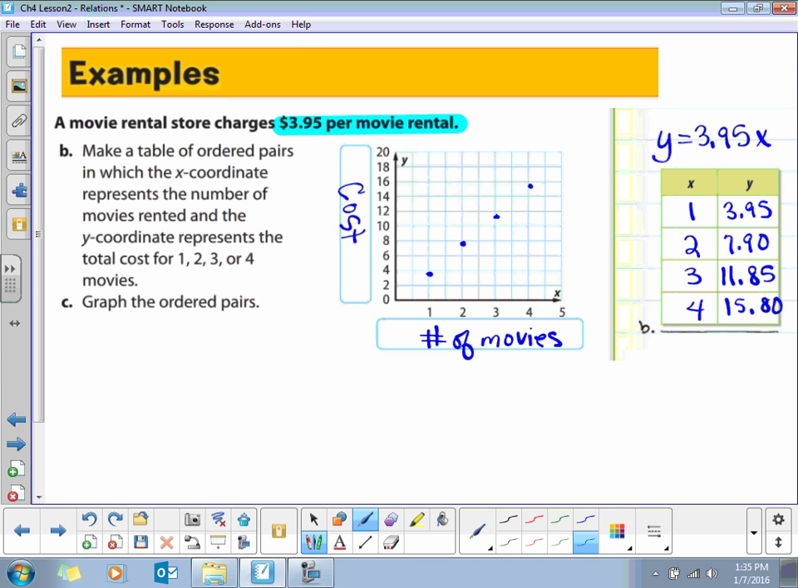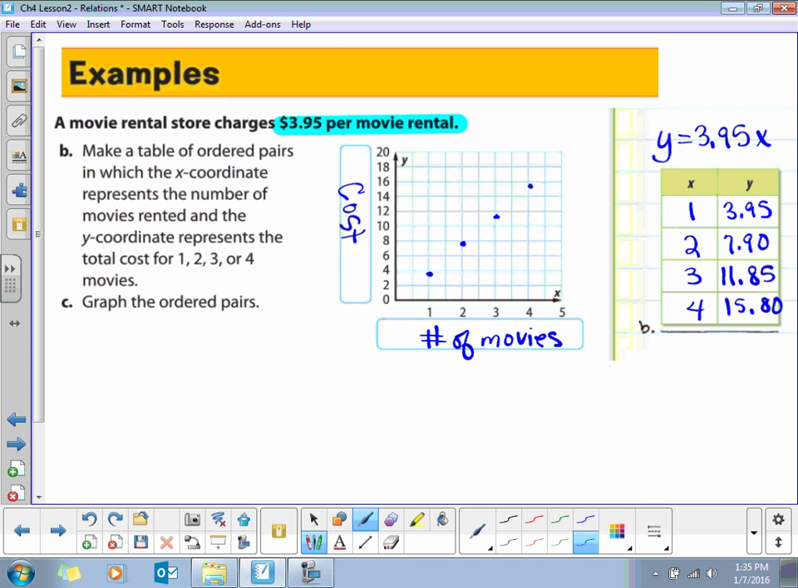Now let me ask you this. Should I draw the line? Why? Because it's money and money doesn't go on forever. No, no. What does this X represent? Number of movies. Movies rented, right? And this is one movie. What's this? Can I rent 1.5 movies? No, you can't rent 1.5 movies. So that means that you do not draw the line. You do not connect the dots. Is that clear? All right, very good.